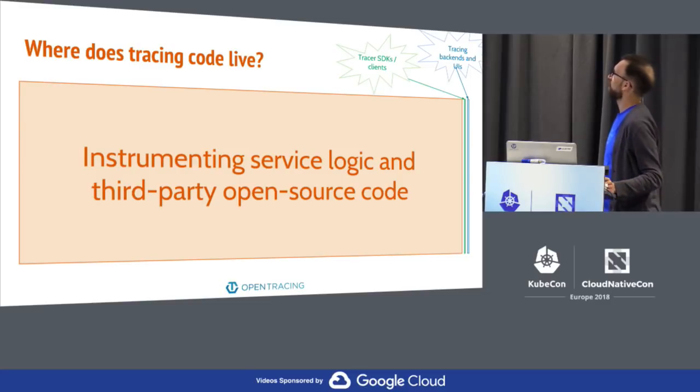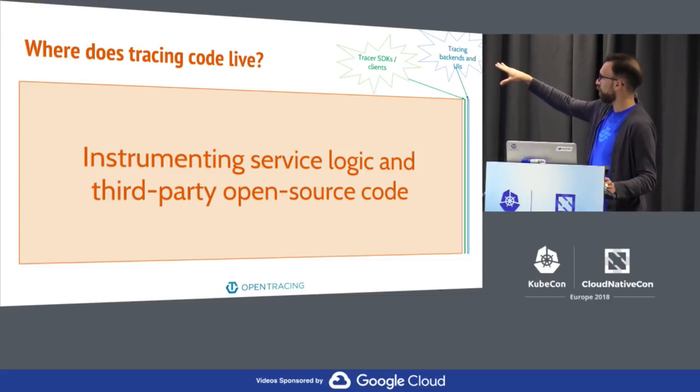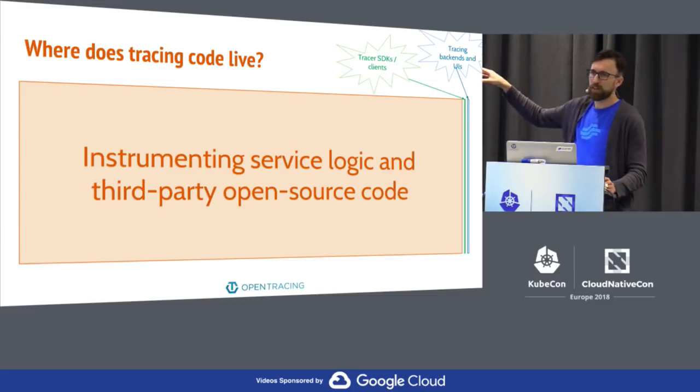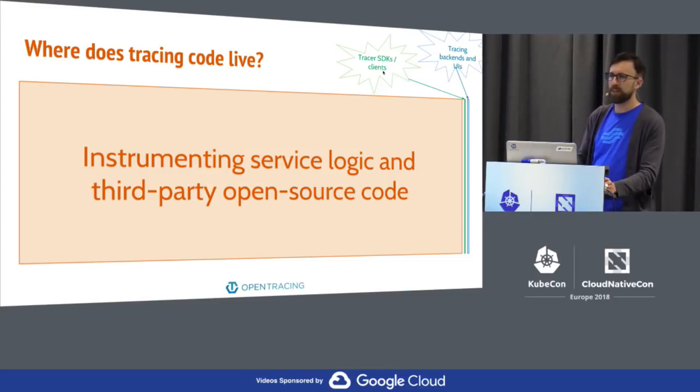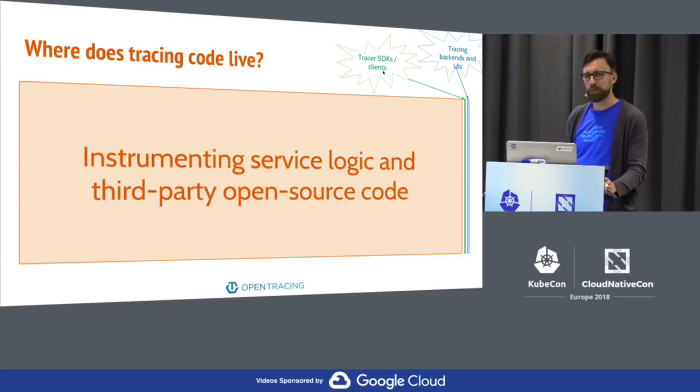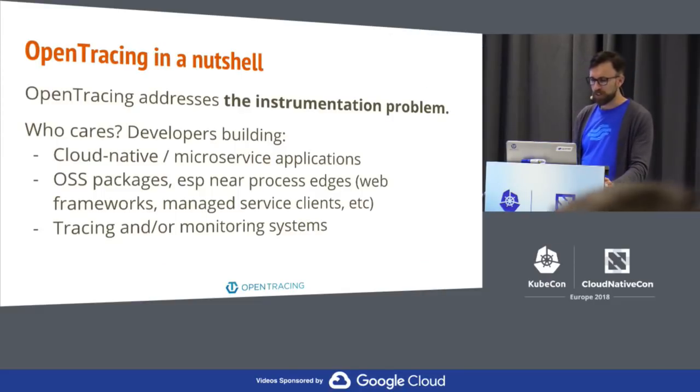This is not meant to be a scientific slide. I didn't actually measure how many pixels wide the green and the blue are, but the spirit of it is that the pain of adopting tracing is dominated by the logic around either per service business logic, or third-party open source that you bring in, and the pain around the UIs and the backends and the SDKs and things like that are minimal by comparison. And OpenTracing is an attempt to address that problem.